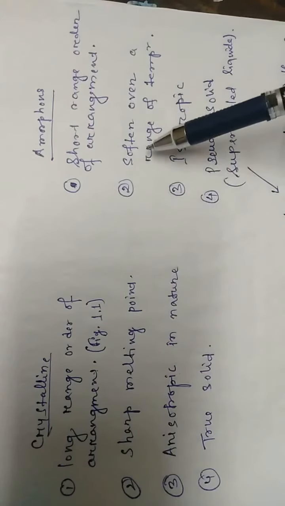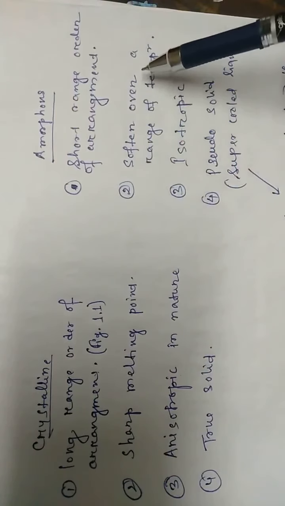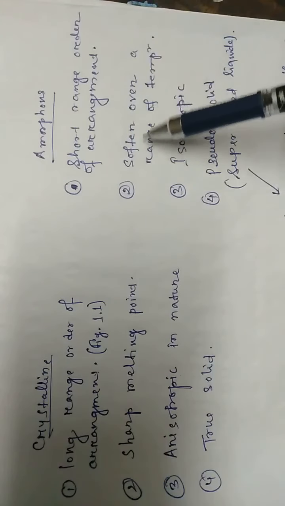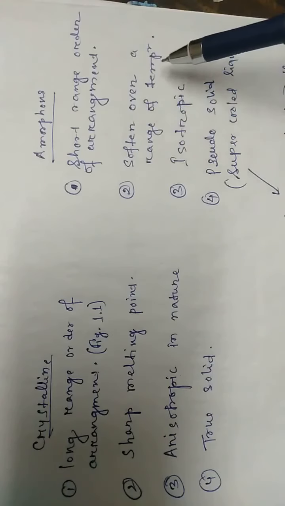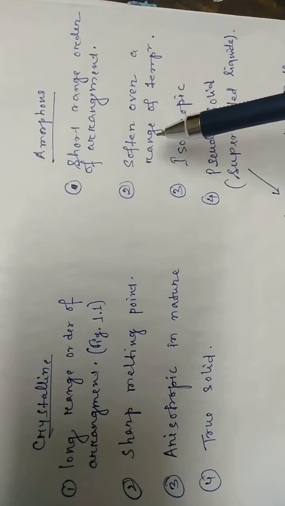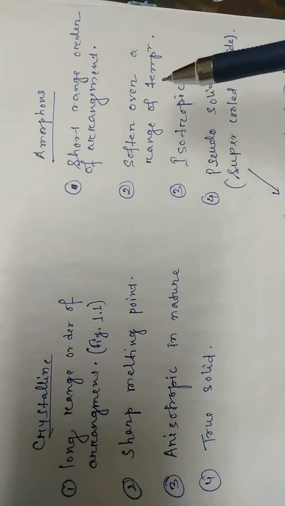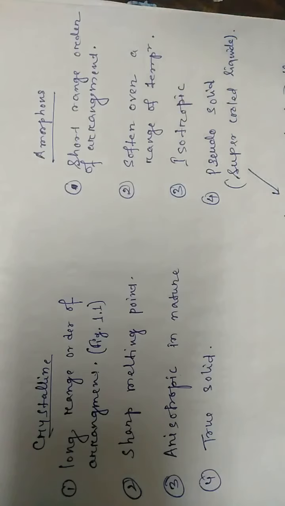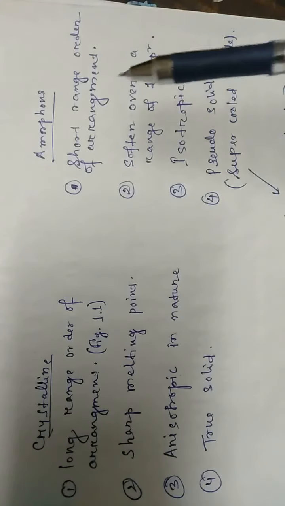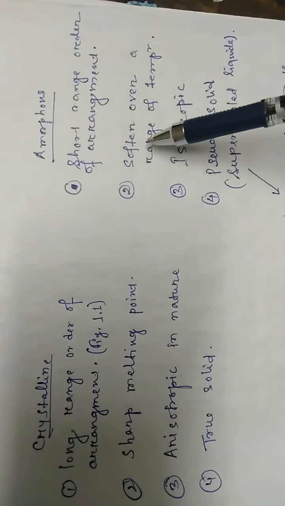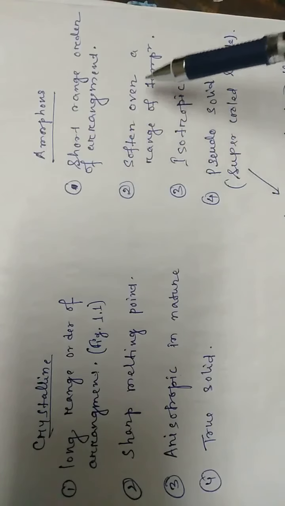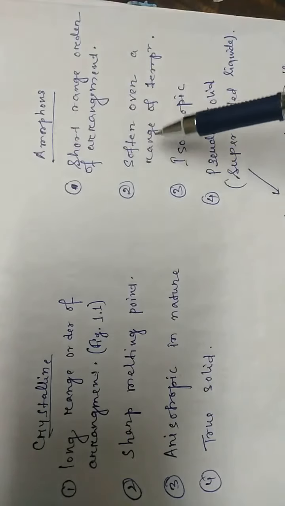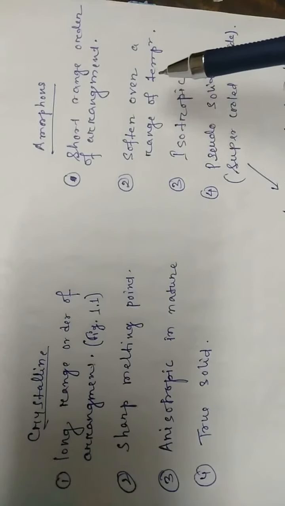But amorphous solids don't have a particular melting point. They are converted into liquid state over a range of temperature. Range of temperature means, suppose one amorphous solid is converted into liquid state between 120 degrees Celsius and 150 degrees Celsius. So amorphous solids don't have a particular melting point. They have a range of temperature at which they are converted into the liquid state.